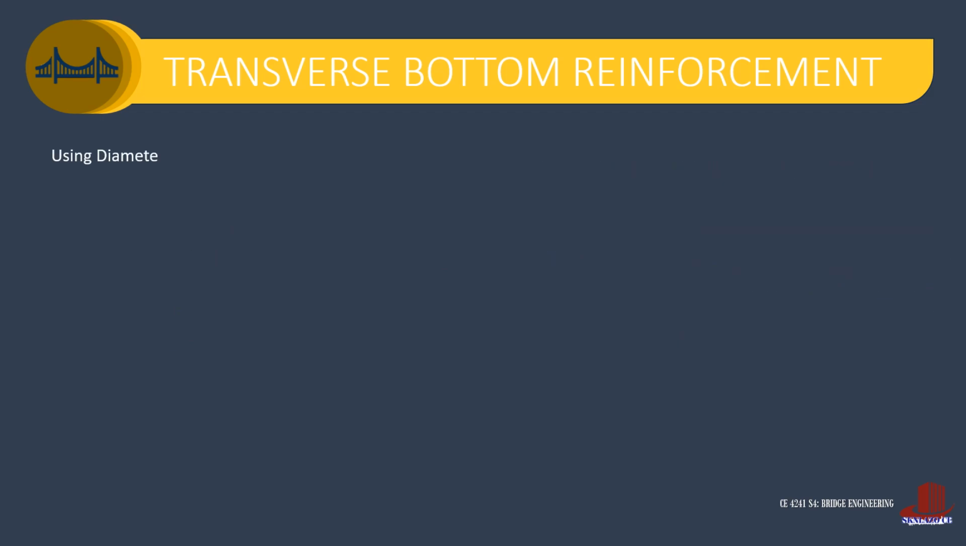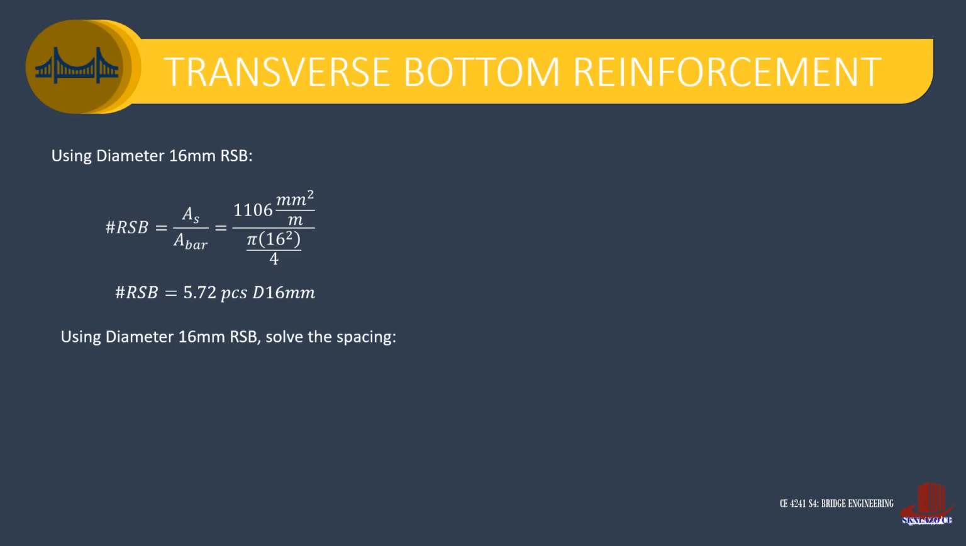Now that we have the steel area, we take the number of bars by dividing this area by the cross-sectional area of D16, giving 5.72 pieces. Take the spacing from this number, making 1000 over 5.72, where we get 174.83, rounded to 175 mm. We might have rounded the value up, but we are still safe as the number of bars wasn't rounded.